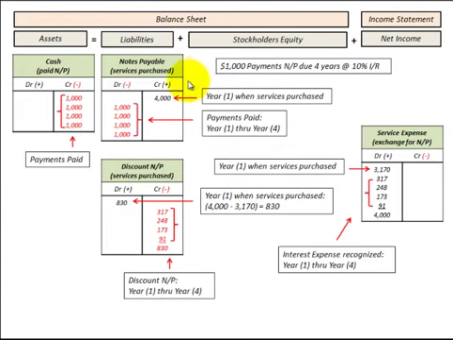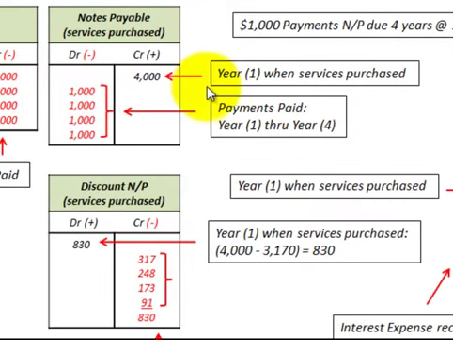All right. Let's look at how we'd record notes payable. Well, notes payable is a liability on the balance sheet, and then we have a discount on that notes payable, which is a contra liability account, and then we have our service expense here, which is part of net income on the income statement. Okay, so if we start in year 1 when the services were purchased, we exchanged the notes payable, so we increased our notes payable by $4,000. And then we have a discount on those notes payable. Now remember, this is a contra account, so it reduces notes payable.